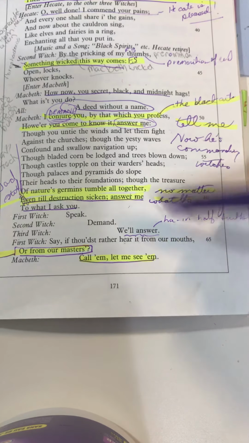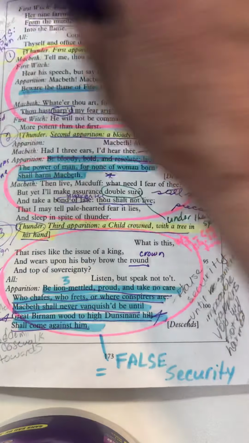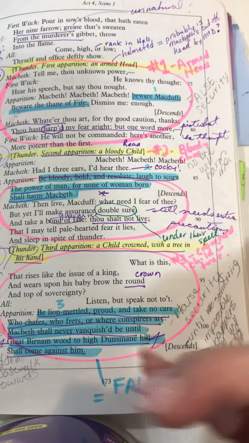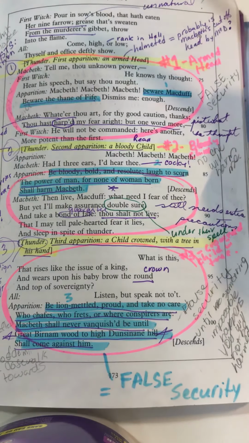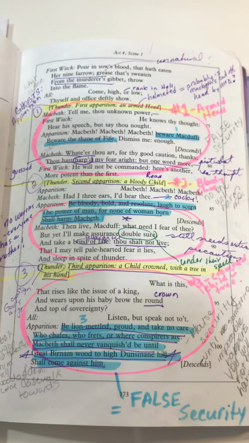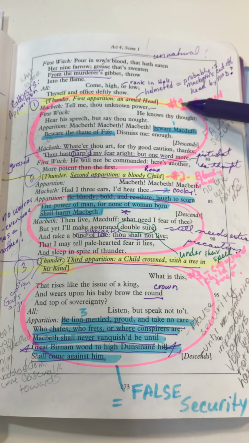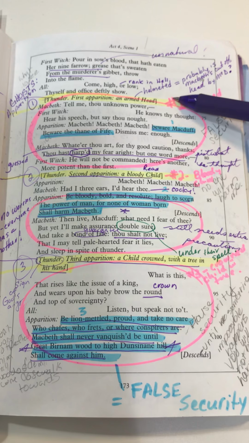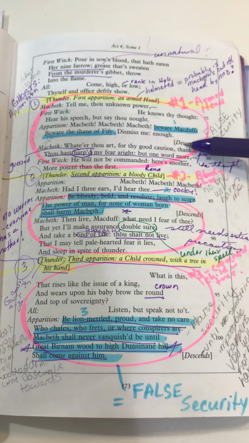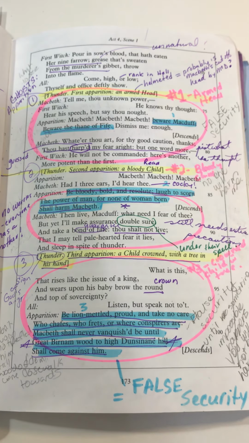Cocky. Say, if thou'dst rather hear it from our mouths, or from our masters. Call them, let me see them. Pour in sow's blood, that hath eaten her nine farrow. Grease that's sweaten from the murderer's gibbet, throw into the flame. Come high or low, thyself and office deftly show. Tell me, thou unknown power. He knows thy thought. Hear his speech, but say thou naught. Macbeth, Macbeth, Macbeth, beware Macduff, beware the Thane of Fife. Whate'er thou art, for thy good caution, thanks. Thou hast harped my fear aright. But one word more.